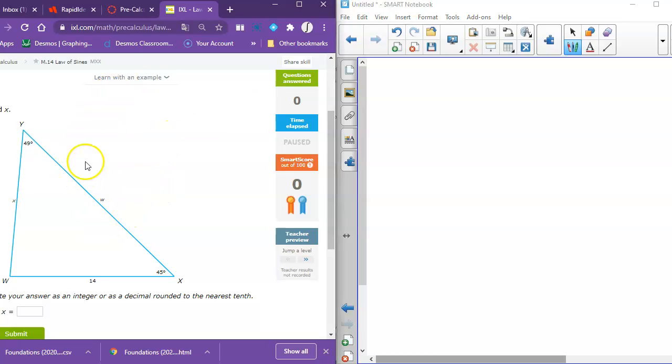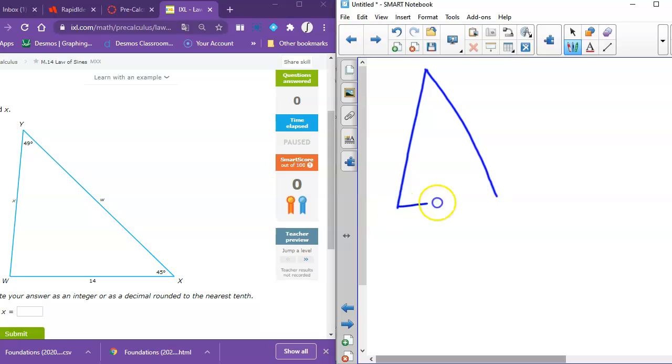So your assignment is going to come from IXL today, and you can see here that I've got a triangle, and in this triangle I'm just going to draw this over here. It is not a right triangle. I've got 45 degrees right here. I've got 49 degrees right here. I don't know W. Let's see, this is Y. This is X. I do know that this side is 14.